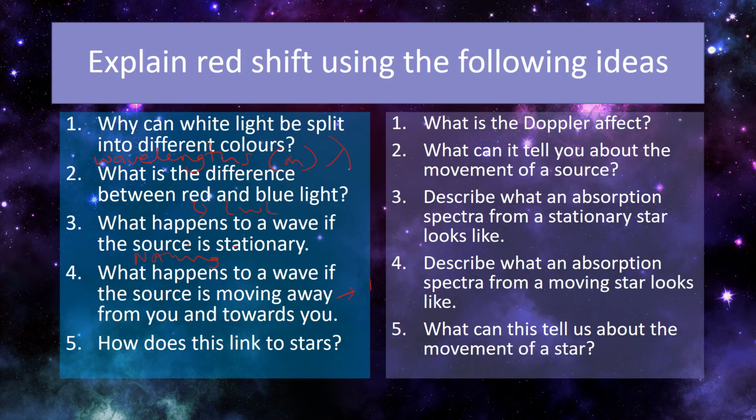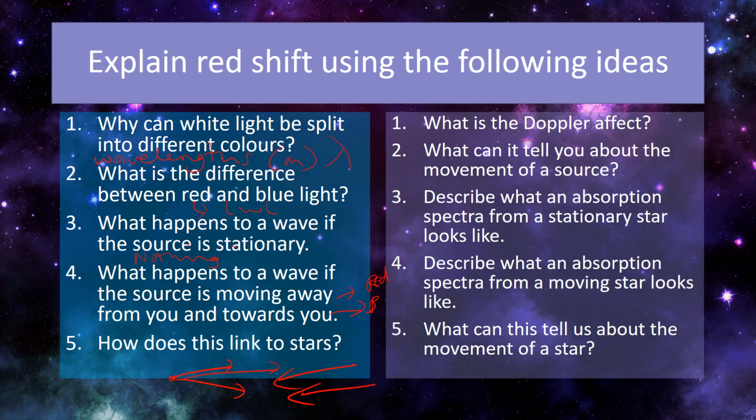What happens to a wave if the source is moving away from you and towards you? If it's moving away from you, it's red shifted. And if it's moving towards you, it's blue shifted. How does this link to stars? Well, we are observing galaxies, and if we observe redshift, it means they're moving away, and if we observe blue shifting, it means they're moving towards us.